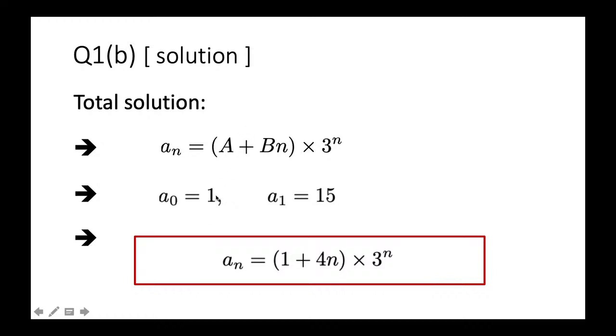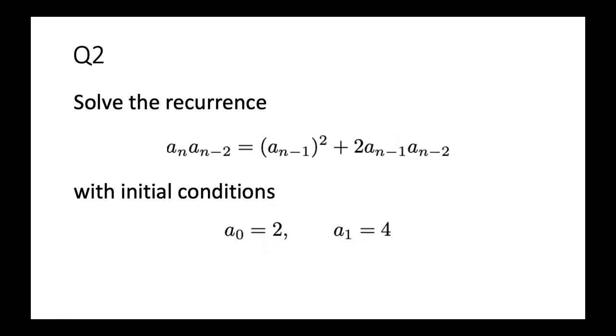We plug in the a0, a1 values here so that we can solve the two unknowns a and b, and finally we get this one. Okay, so this is a solution for Q1b. Now Q2 is perhaps the hardest problem of this exam.